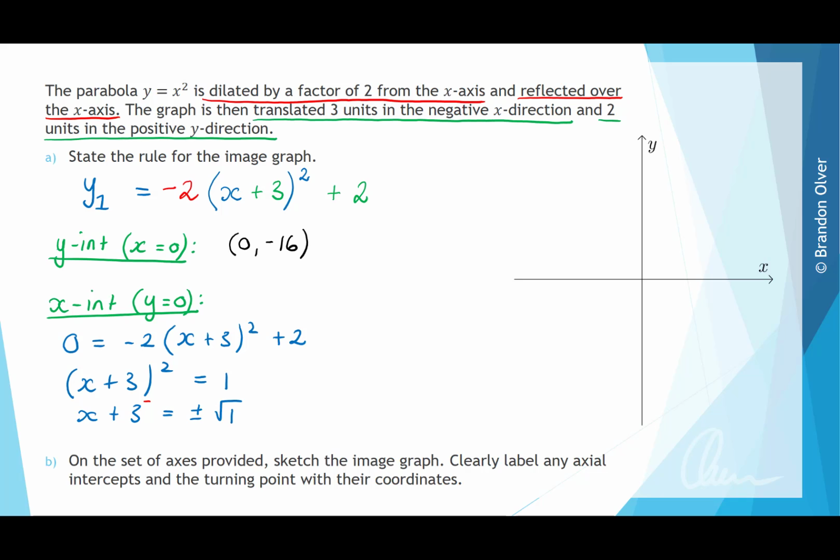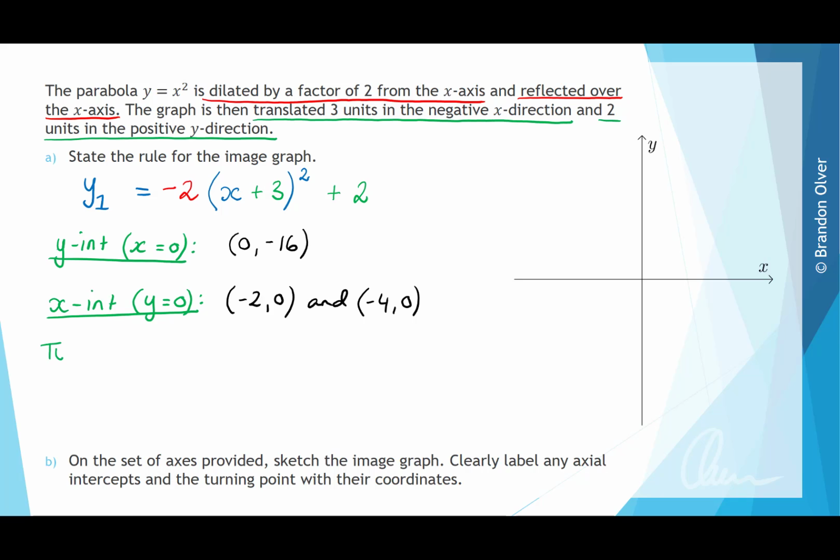And then if we subtract 3 from both sides of the equation, we find that x is equal to minus 3 plus 1, and x is equal to minus 3 minus 1. So the top line will give minus 2, and the bottom will give minus 4. So the coordinates are going to be (minus 2, 0), and we're going to have (minus 4, 0).